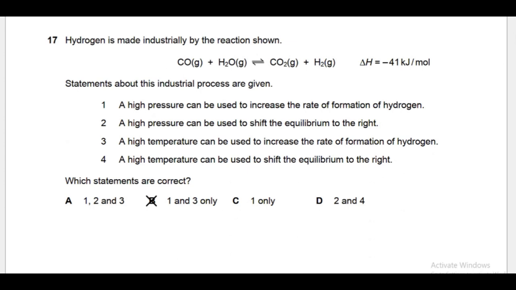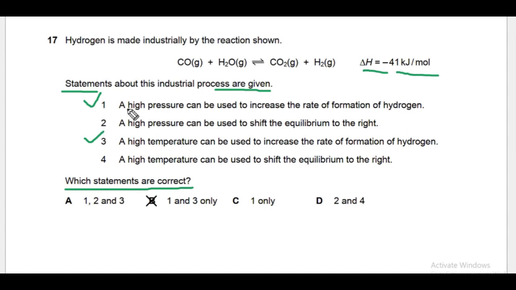Now 17. Hydrogen is made industrially by this reaction: carbon monoxide reacts with steam to produce carbon dioxide and hydrogen. This reaction is exothermic, as the delta H value is negative. Statements about this industrial process are given. Which statements are correct? Here 1 and 3 are the correct answer.